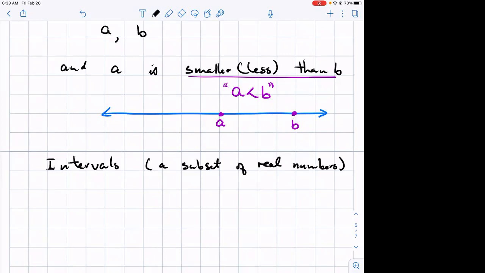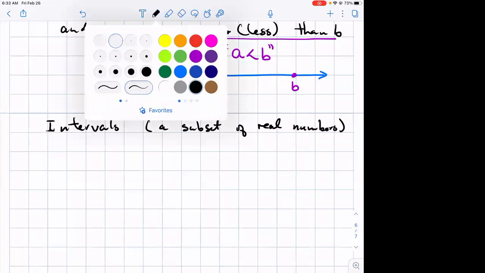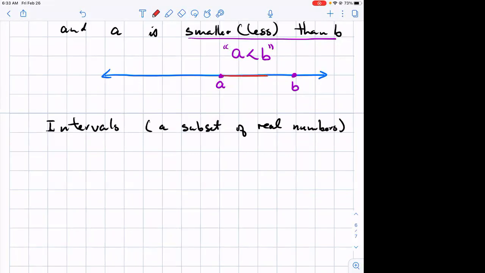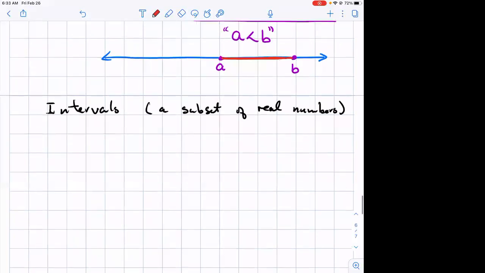And we have different types of intervals. So when we speak of an interval, for example, in the diagram I drew here, A is less than B. This is the interval I'm referring to between A and B. Some interval A is less than B, and this is what we call an inequality.